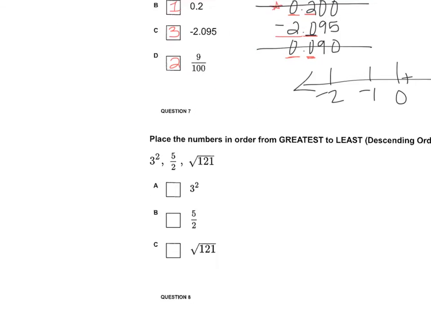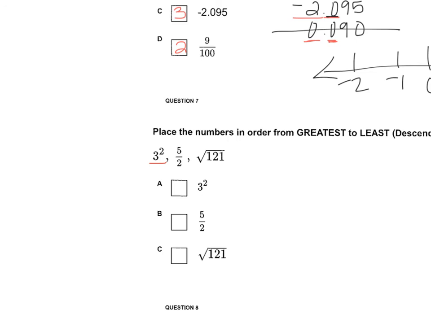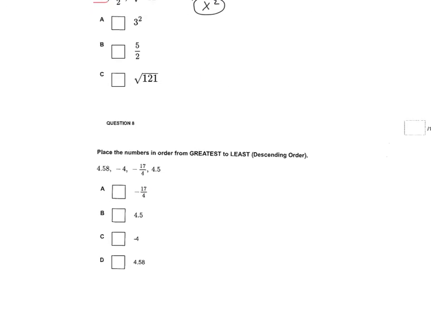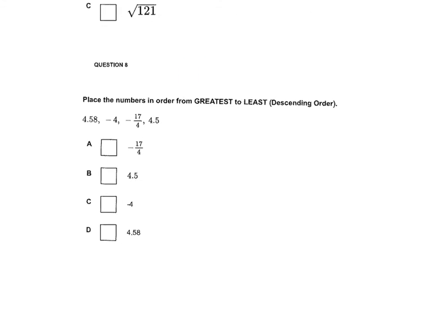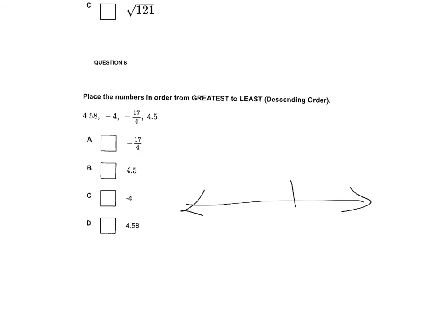Okay. On your own from here, this one, 3 squared, you can use the x squared button on your calculator, or you can solve 3 times 3, 5 divided by 2, square root of 121. Hit the blue second button, and you'll hit the button that looks like this. There's a blue square root symbol above it, but that's how you'll get that on your calculator. Anything else that is confusing? The rest of this page is greatest to least, so biggest to smallest. Draw a number line.